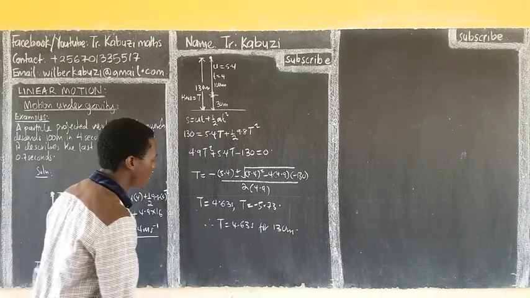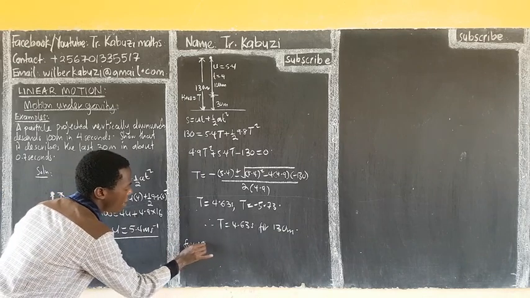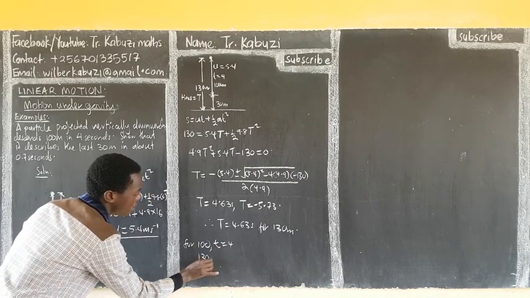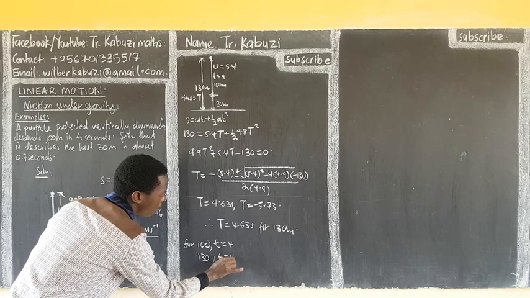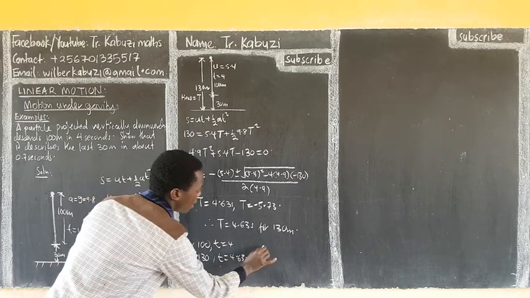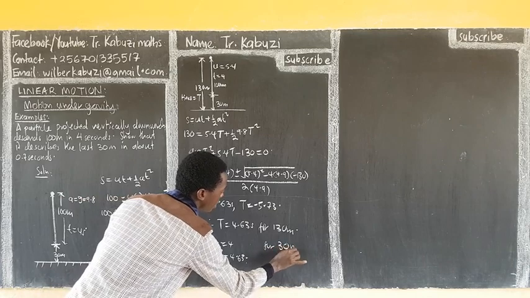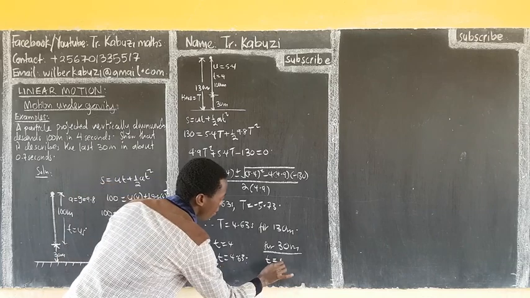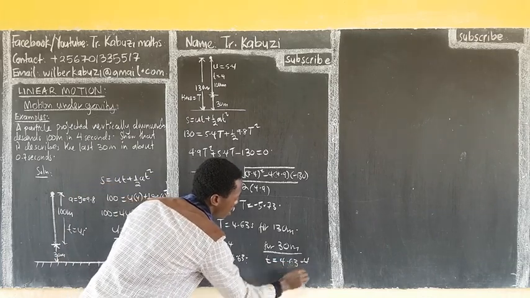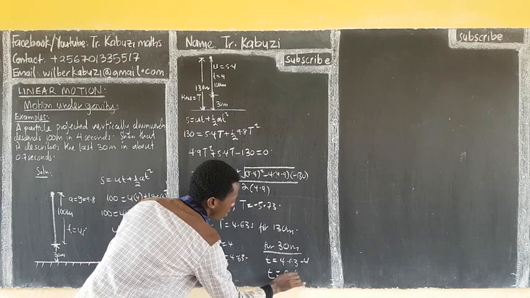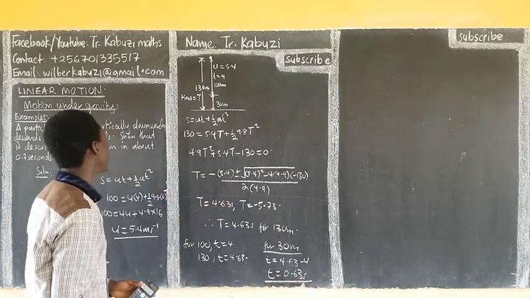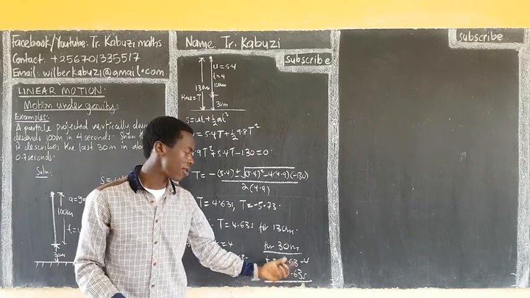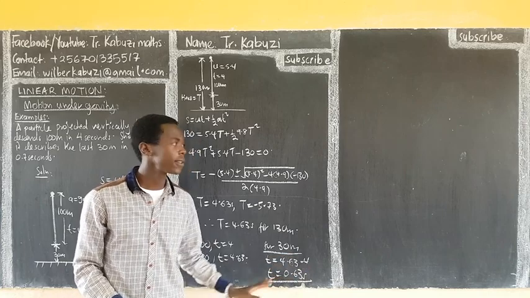You know that for 100 meters, our t is 4 seconds. Then for 130 meters, our t is 4.63. Meaning now, for 30 meters, our t will be this minus this: 4.63 minus 4. Our t will be 0.63 seconds. And so it's about 0.7. So that's the first way.